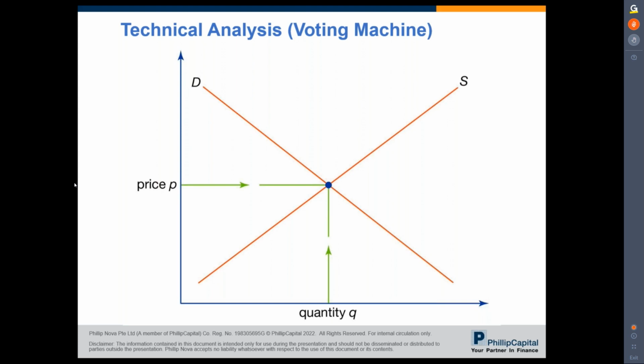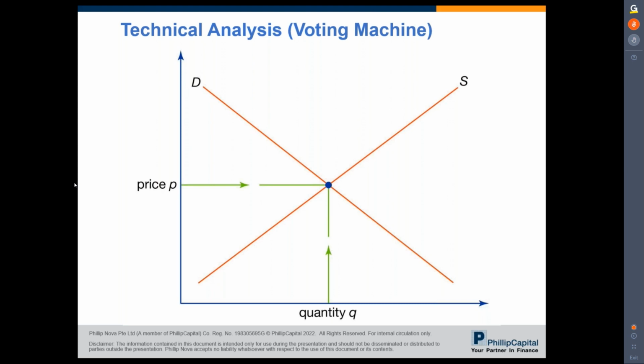This is where technical analysis comes along, the part that he mentioned about the voting machine. Okay, this is a very famous supply and demand chart that many of us who studied economics 101 will probably recognize as the first chart that we come across, right?